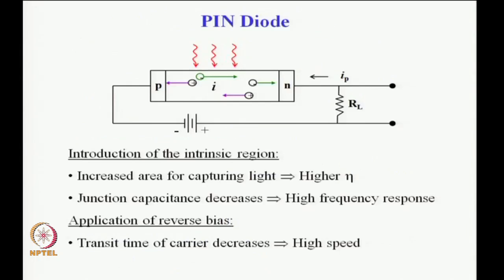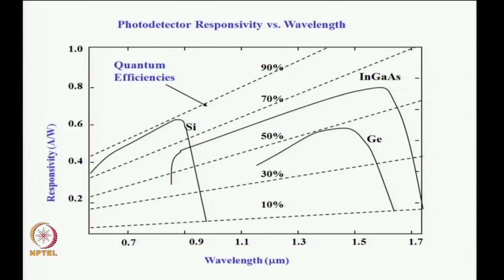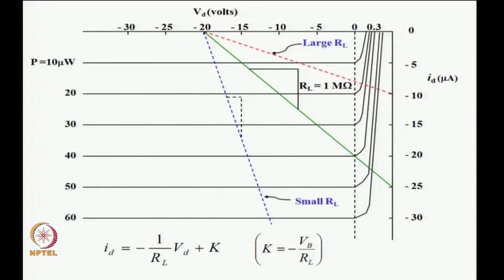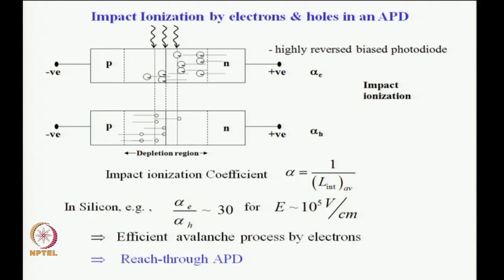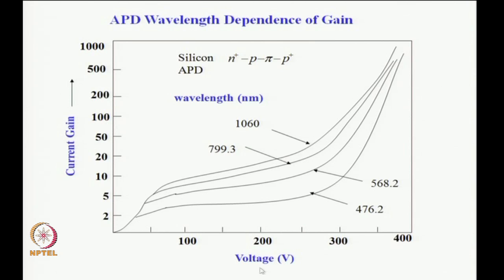We have seen the quantum efficiency here. Silicon has a smaller quantum efficiency at lower wavelengths, and the quantum efficiency here is relatively large. The responsivity is large as the wavelength increases. Of course, as we reach near the band gap wavelength, the quantum efficiency drops down, and this is the primary reason for the characteristic that I have just shown, that is, the dependence of current gain on wavelength.